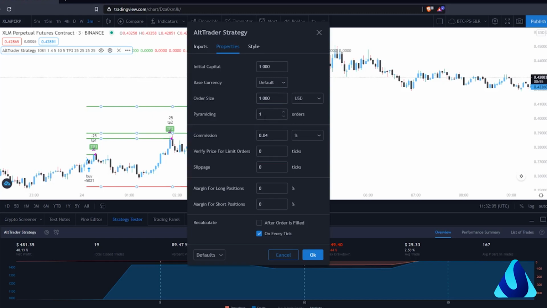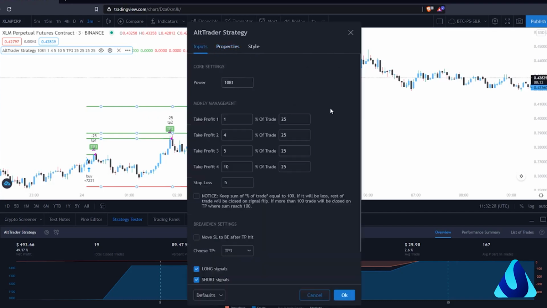Your orders, obviously keeping that at 1. The commission's already set for you. You don't need to mess around with the limit orders, slippage, or margin for long or short positions, and leave the on every tick setup like it is. So that gives you the same results.